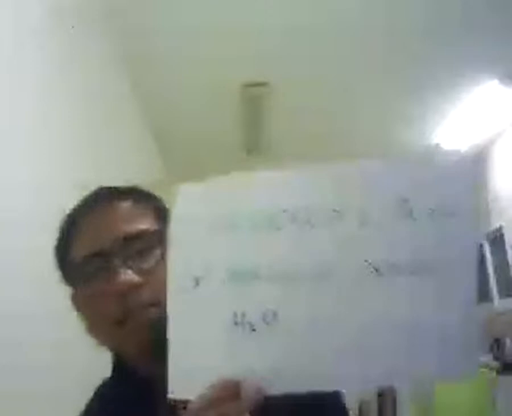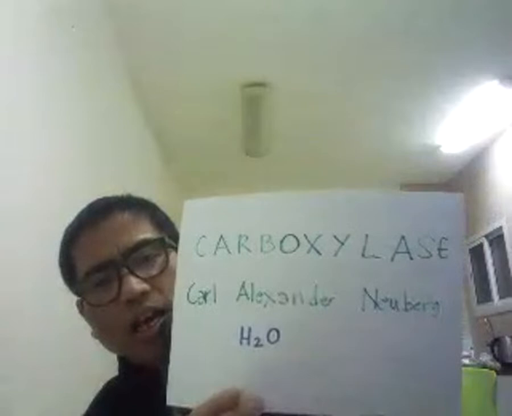So that is H2O. As simple as that, H2O. There are 2 atoms of hydrogen and 1 atom of oxygen. Later, we'll show you the hydrogen bonding between hydrogen and oxygen.